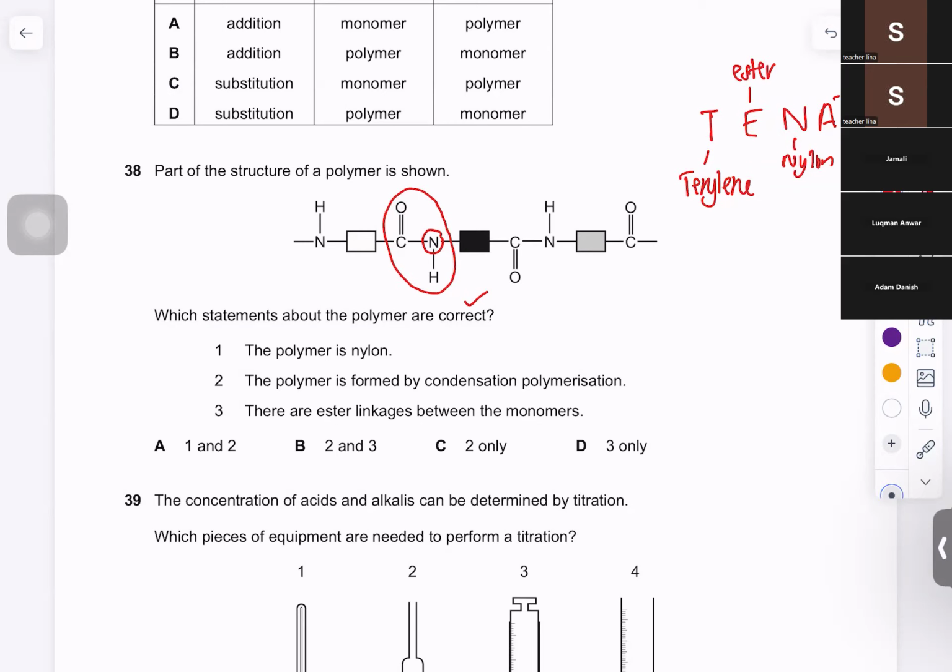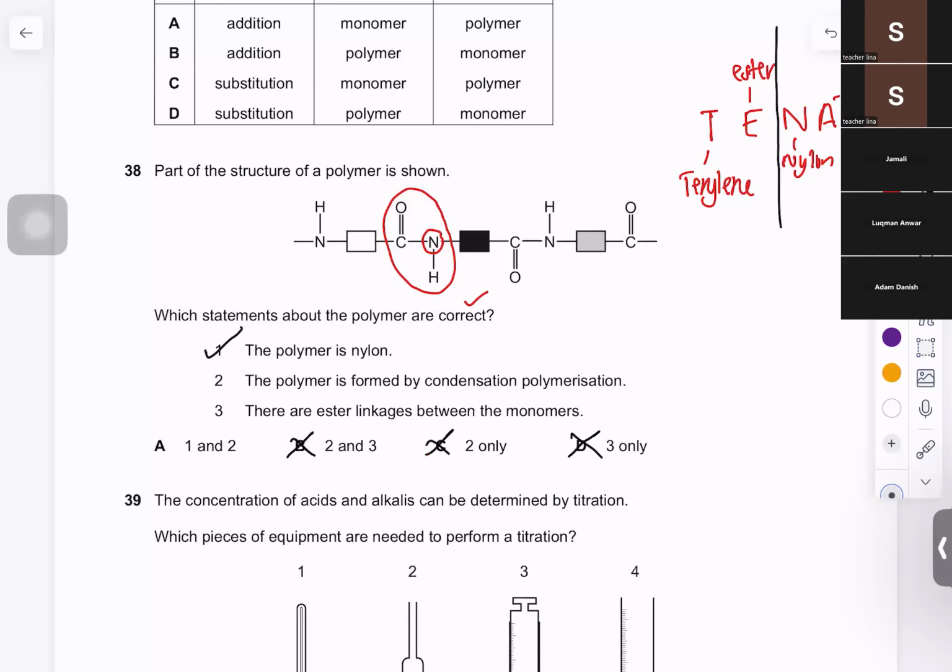Okay, so that one is amide, and then that one is ester, that one is nylon. Alright, so now is nylon kan? So the polymer is nylon. So number 1 is correct here. So kalau ada number 1 is correct, that one is 1 and 2 lah. So ni wrong.